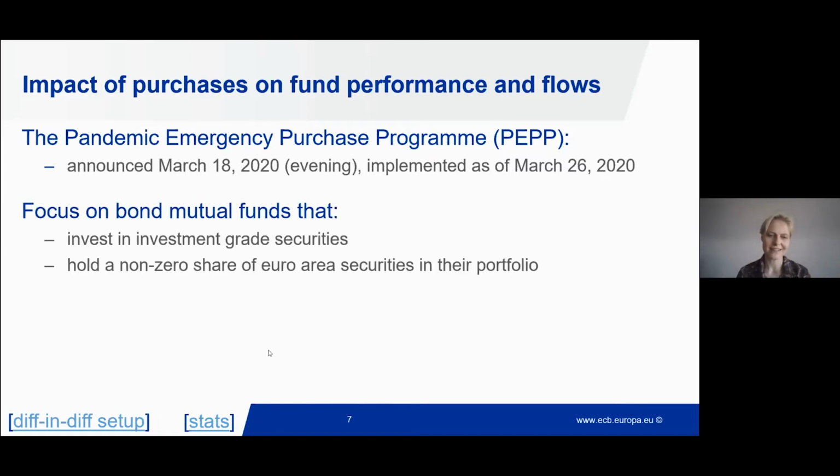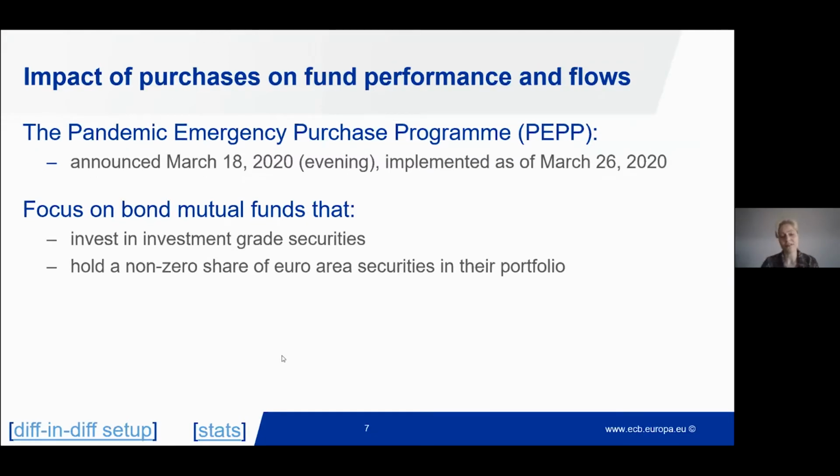We're going to focus on a set of bond mutual funds that satisfy two criteria. First, they invest in investment-grade securities. Second, they hold a non-zero share of euro area securities in their portfolio. The reason we are looking at this particular set of funds is that first, we want to look at a set of funds that's relatively homogeneous. So we're going to look at funds that invest in investment-grade securities. We want them to be relatively homogeneous ex ante and then see ex post, with the intervention, whether we see any difference. We also want them to be reasonably affected potentially by what the ECB does. So we want them to have some non-zero euro area exposure in their portfolio.